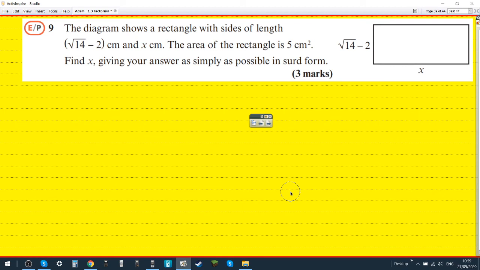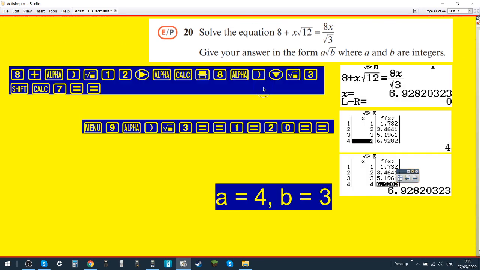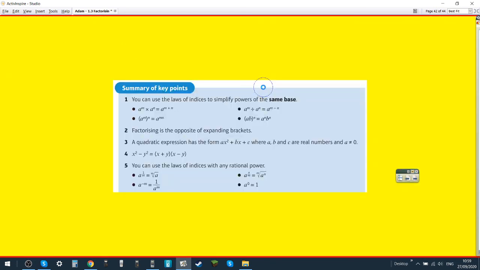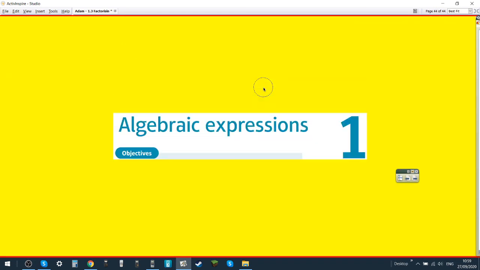Let me just see this one. The diagram shows a rectangle. I'll just quickly do that. That's a calculator thing. But other than that, that's all of chapter 1.